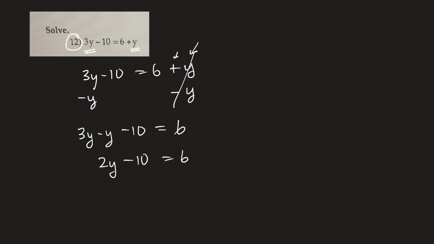And now I want to move that 10 to the other side. So since it's subtract, I'm going to add 10 to this side, and that'll cancel according to the additive inverse property. If I add 10 on the left side, I need to add 10 on the right side too. So I'll get 2y is equal to 6 plus 10.